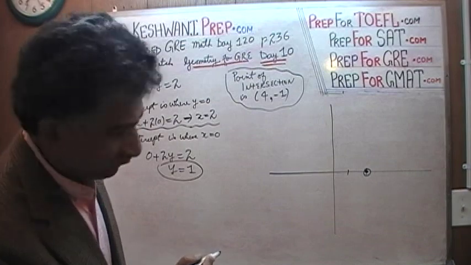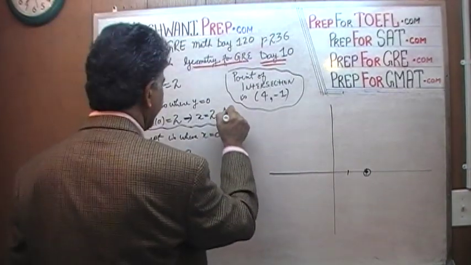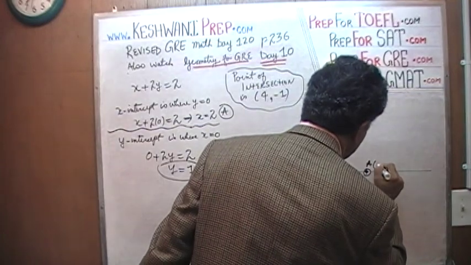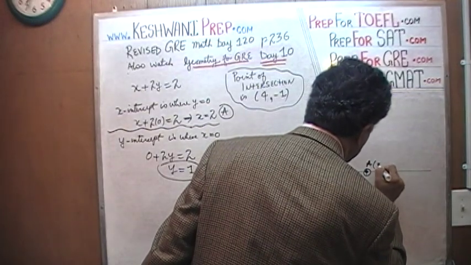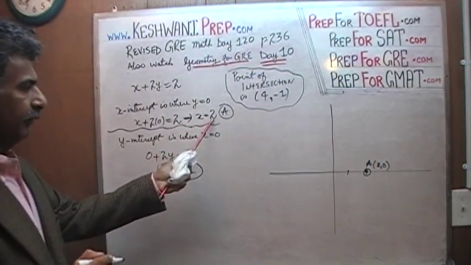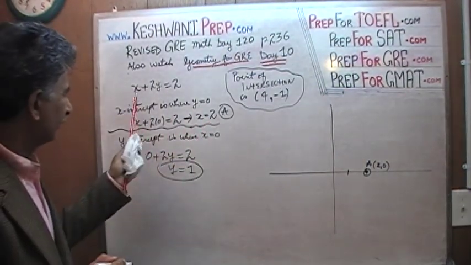Let's give this point a name. Let's call it point A. So that's your A, which is x is 2 and y is 0. That's the x-intercept of this line.